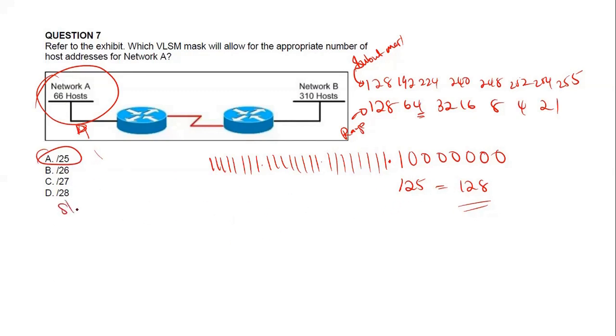Remember, slash notation is the number of bits that are on in classless interdomain routing. Basically it has this slash notation to represent the number of bits that are on. So question 7, your answer is A.